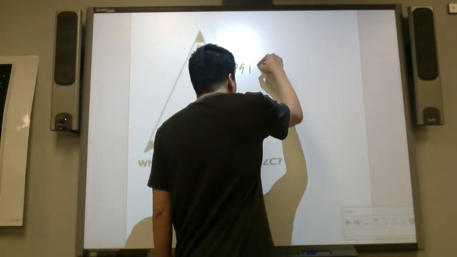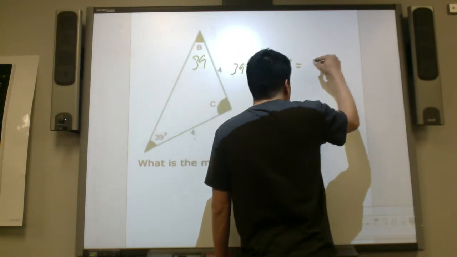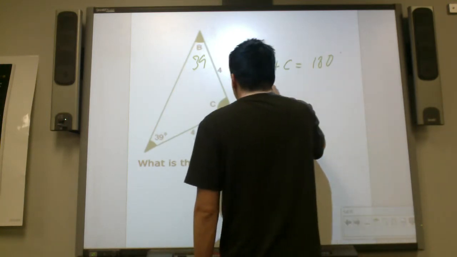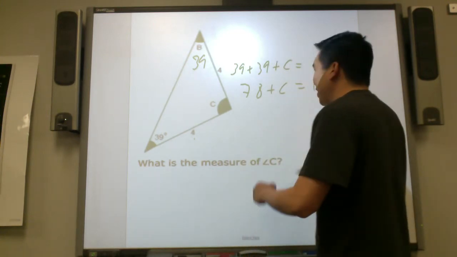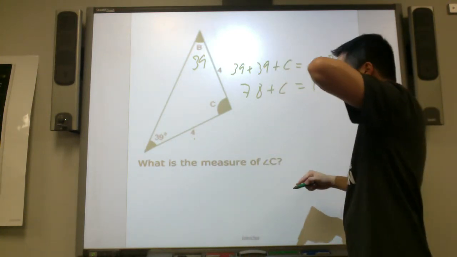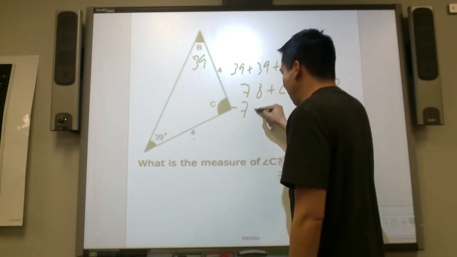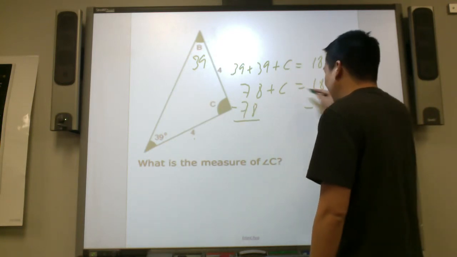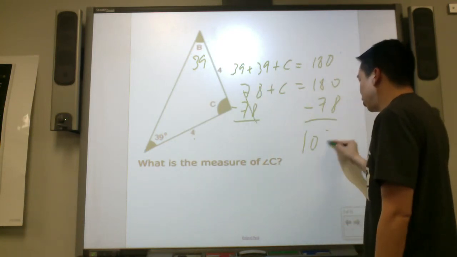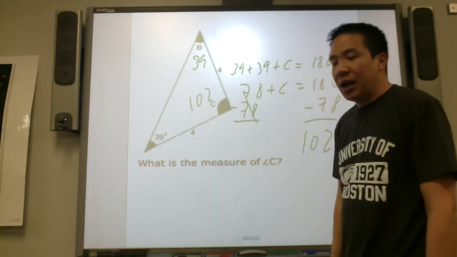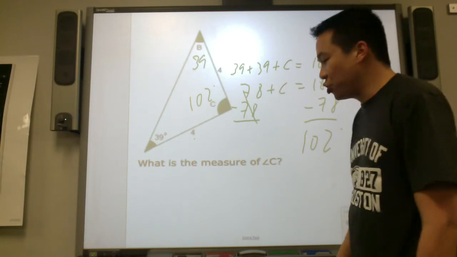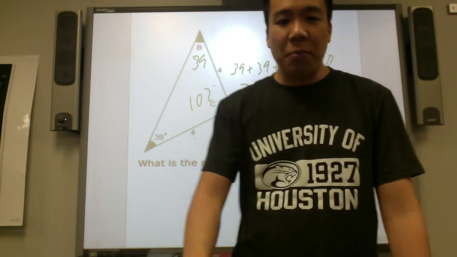So 39 plus 39 plus C adds up to 180 degrees. 39 plus 39 is 78. What do you add to 78 to get 180? Let's do the inverse operation. Subtract 78. 102 degrees. So this is an isosceles triangle, and I can name it as an obtuse triangle. Properties of triangles.